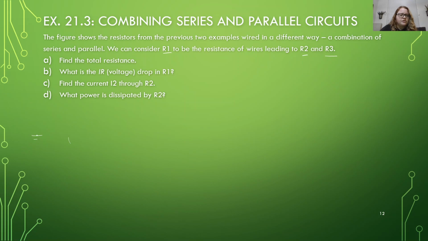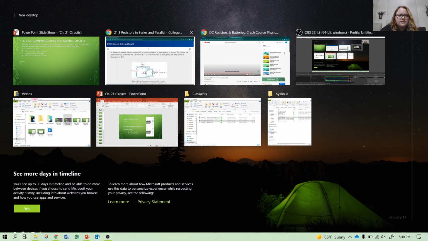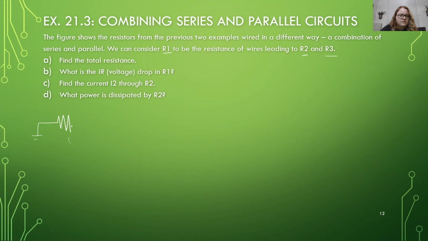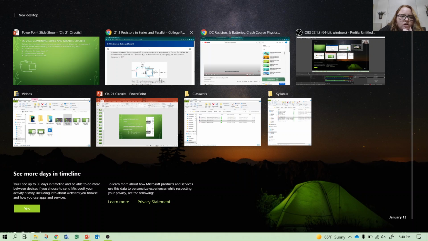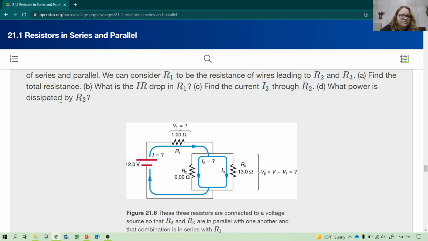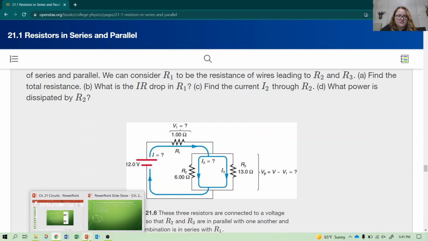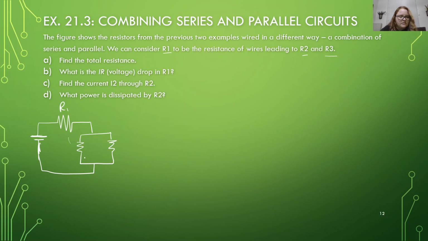We have our voltage being applied to a resistor R1, then splitting off into two other resistors, R2 and R3. Let's double check here. Yes. So we have R1, R2, and R3. And these were given in the previous two problems that we looked at. And same with our voltage. So let's just write that down again.